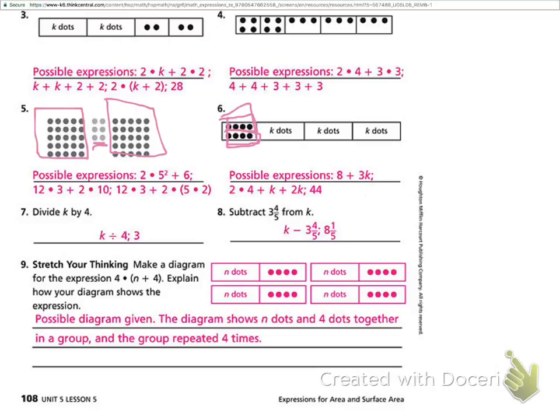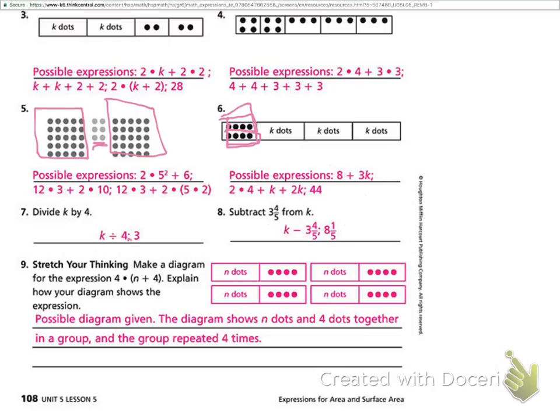Okay. Divide k by 4. Pretty straightforward. K divided by 4. Not a whole lot you can do differently with that. Subtract 3 4/5 from k. Okay, here you have k minus 3 4/5. That equals 8 1/5.